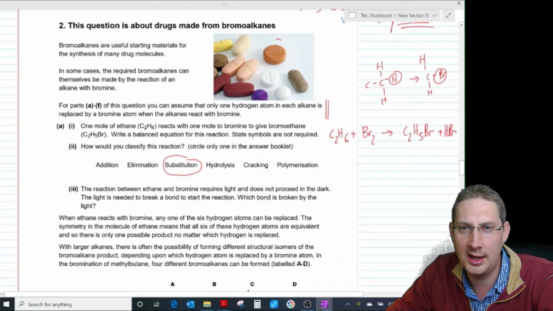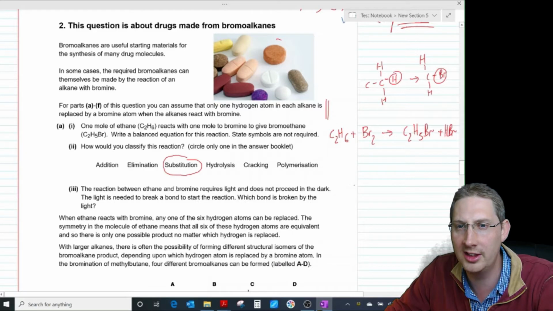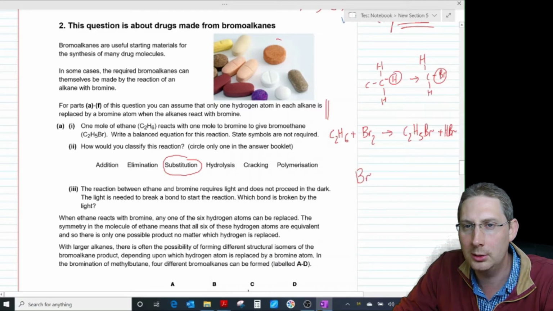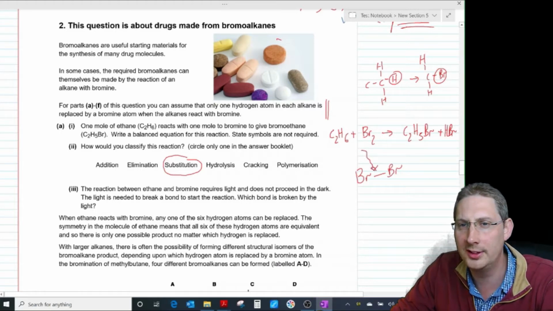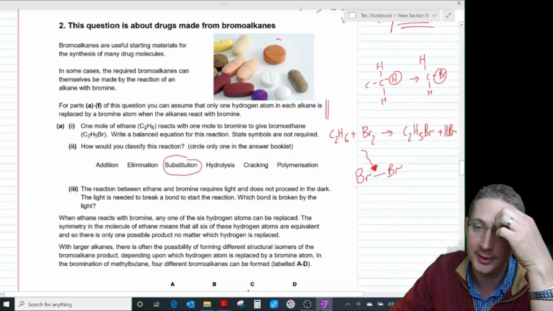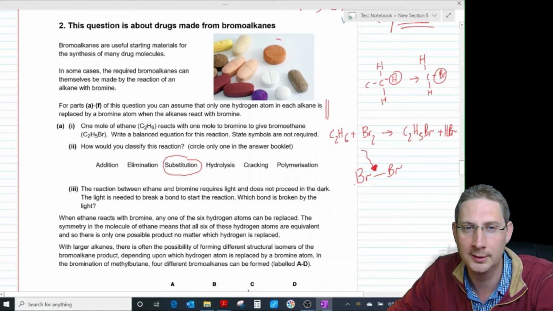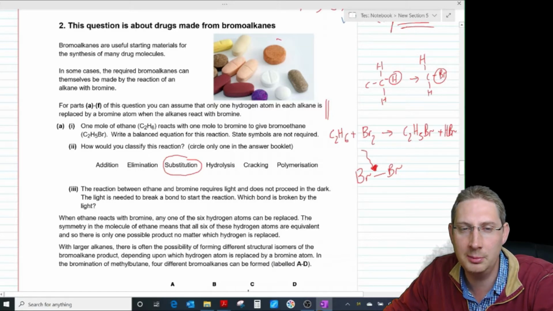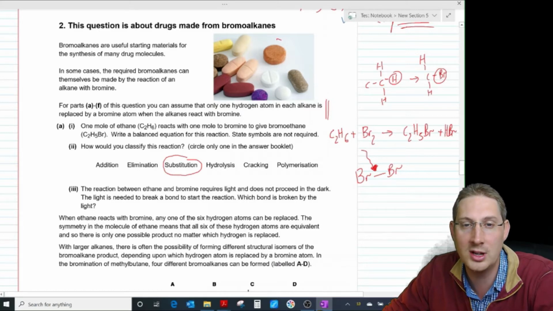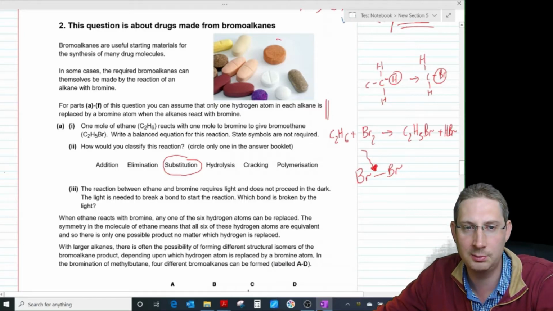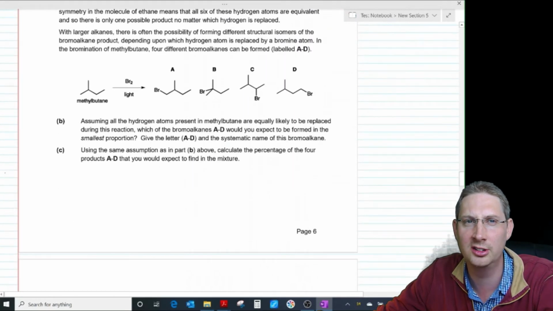The reaction between the ethane and the bromine requires light and does not proceed in the dark. The light is needed to break the bond to start the reaction. Which bond is broken by the light? You may or may not know that it is this weak bromine-bromine bond that is broken by the light, generating bromine radicals. When ethane reacts with bromine, any one of the 6 hydrogen atoms can be replaced. The symmetry in the molecule of ethane means all 6 of these hydrogen atoms are equivalent, so there's only one possible product, no matter which hydrogen is replaced. But with larger alkanes, there's often the possibility of forming different structures of the bromoalkane product, depending on which hydrogen atom is replaced with a bromine atom.